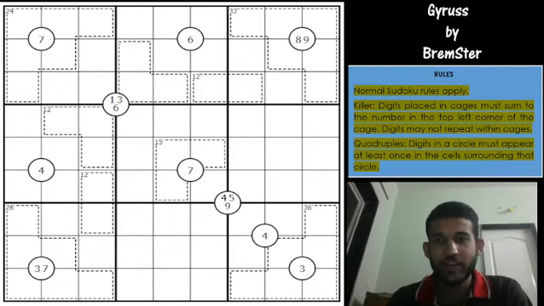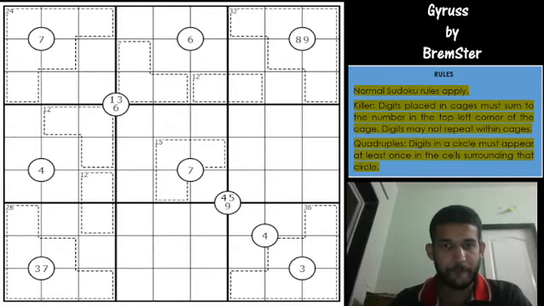Meanwhile, you can watch me solve this Gyruss Sudoku created by BremSter. This has been taken from the CTC Discord server, and the link to solve is given in the description of the video. Please do give it a shot yourself and come back and watch the video. Let us jump into the rules now.